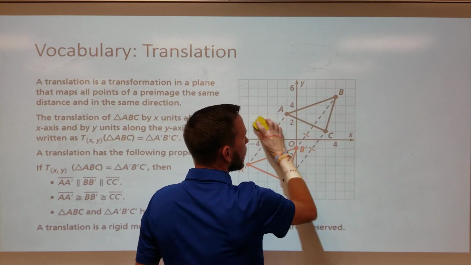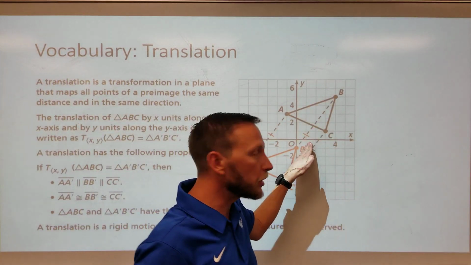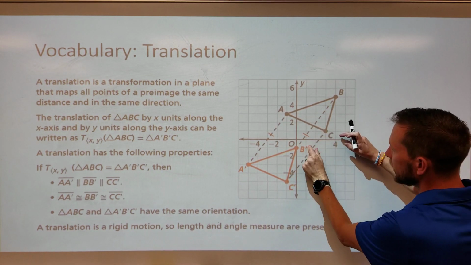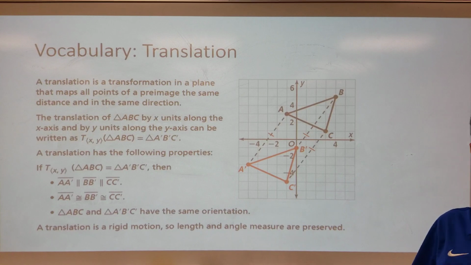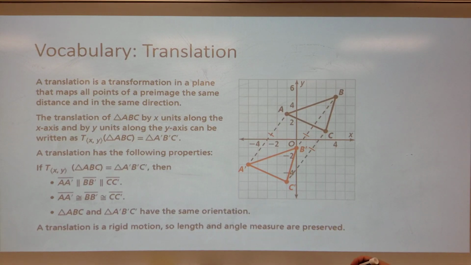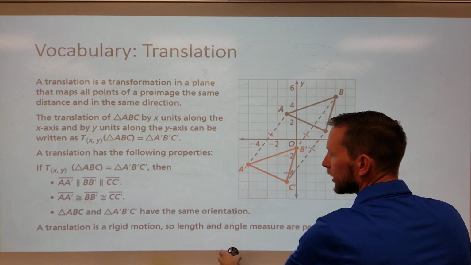Now, as always, we can trace the segments A prime, B prime, C prime, and these segments should be parallel to each other. They are not perpendicular to any line of reflection because we're not reflecting at this point. We're simply moving left and down for this particular example.